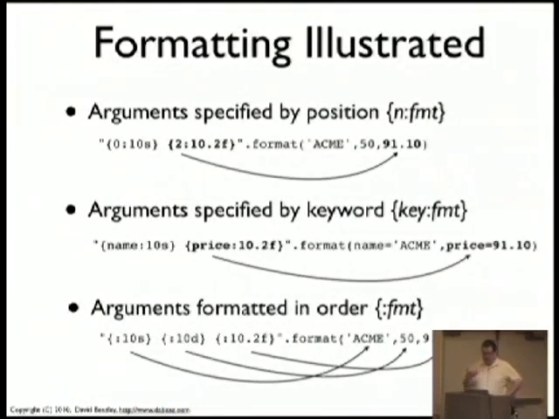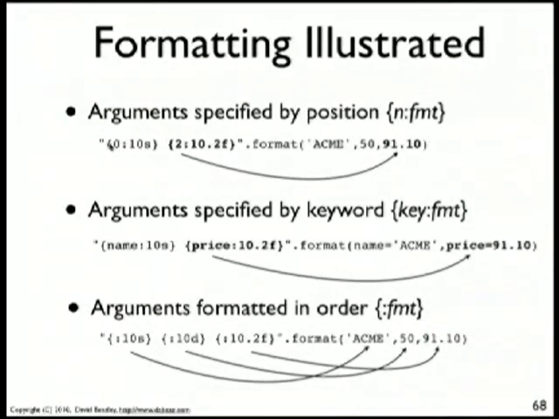Some of the things that you can do, I'll show you some examples of how this works. If you use numbers before the colon, like 0:10s or 2:10.2f, those are referring to argument numbers. So the 2 here is referring to argument 0, 1, 2. So that's giving you the 9110. The 0 is referring to the ACME.